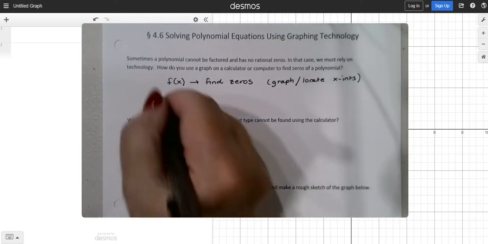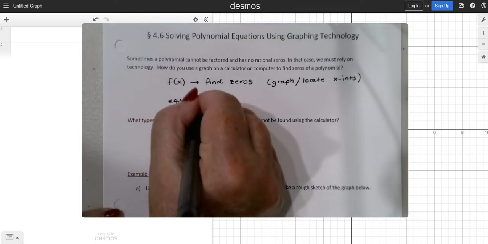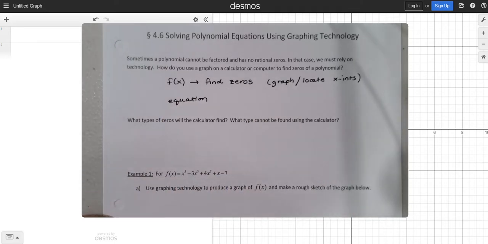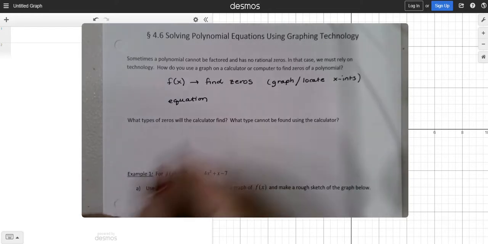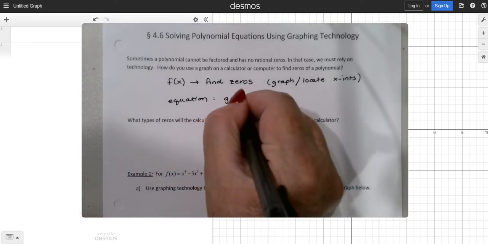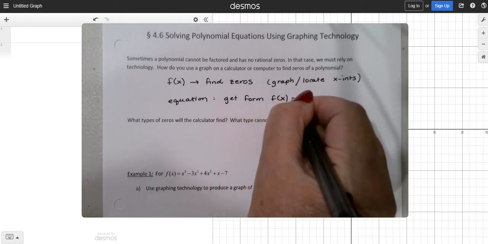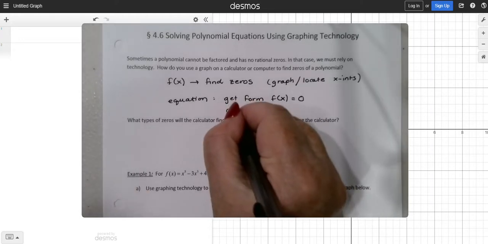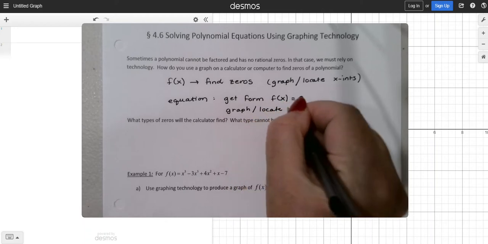If we have an equation, we want to keep that idea of finding the zeros. And so in that case, we're going to go ahead and get our equation in the form f of x equals 0. Might need to do a little algebra to get it there, but once we have that, then once again, we can graph and locate those x-intercepts.